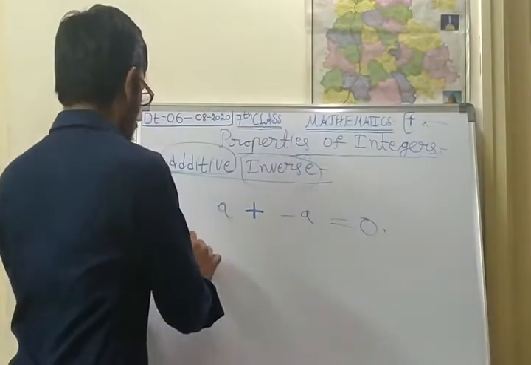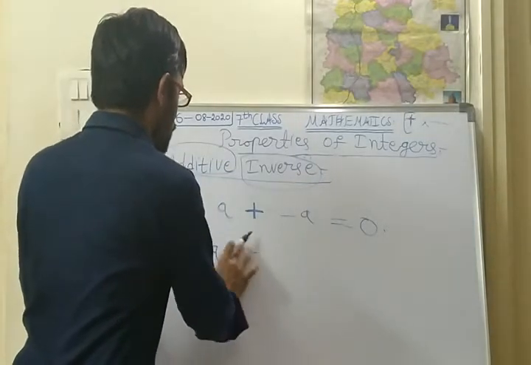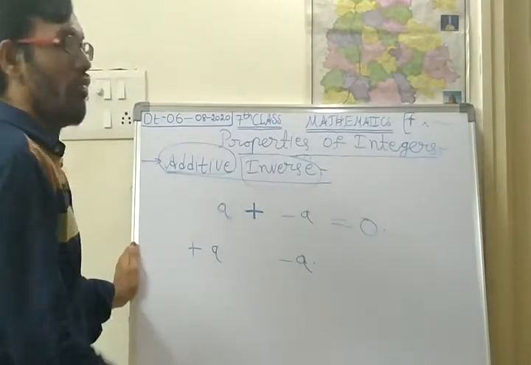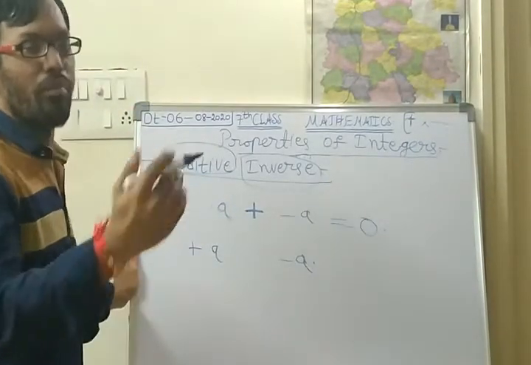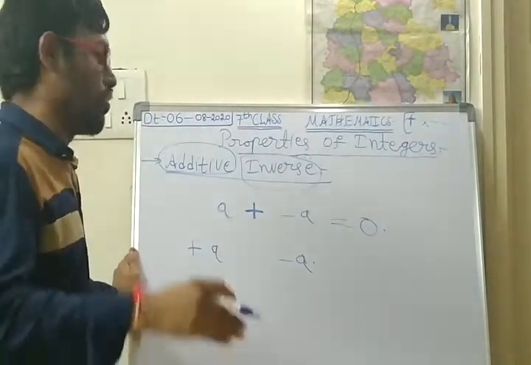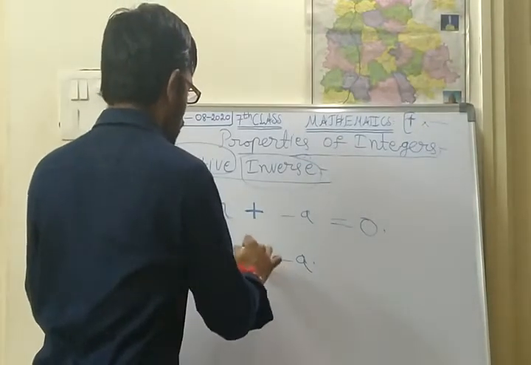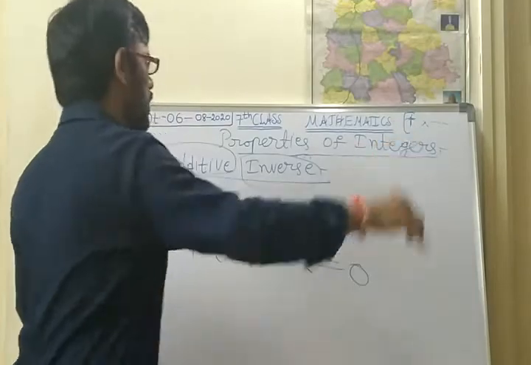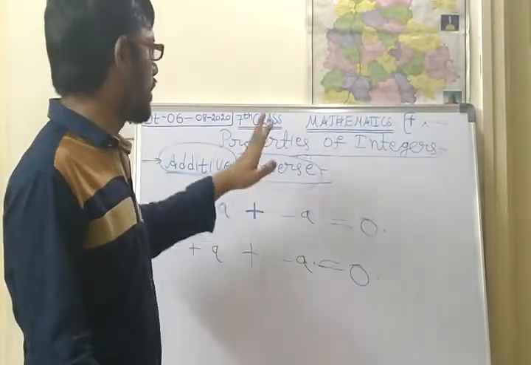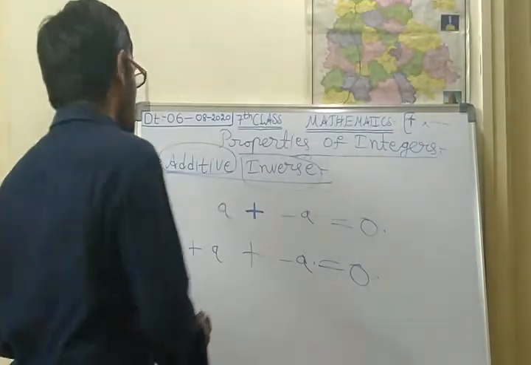If you are taking any positive number, for that positive number you have to take the negative integer also. For 3, minus 3; for 4, minus 4; for 50, minus 50; for 1 lakh, minus 1 lakh. You have to take like that. If you add them, the result should be 0. Then the additive inverse is satisfied, whether we take integers or whole numbers. So we shall see this property.